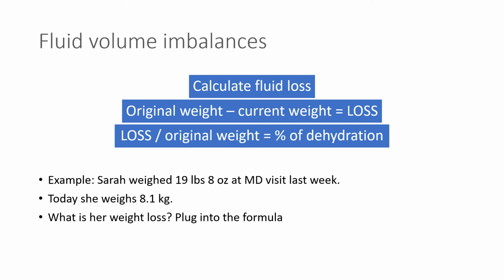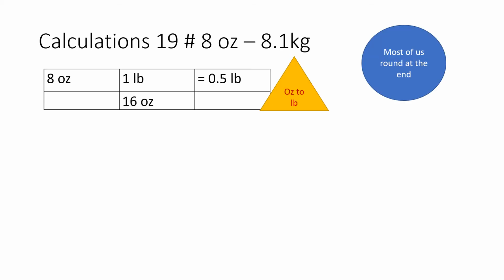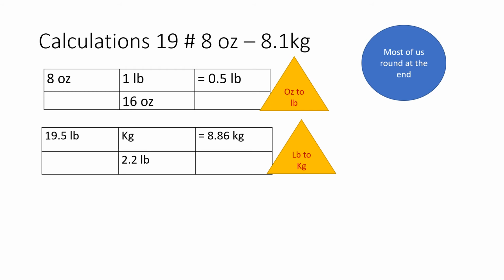Sarah weighed 19 pounds, 8 ounces at the MD visit last week. Today she weighs 8.1 kilos. What is her weight loss? First, we have to convert her to kilos, right? So we have 8 ounces for her. 1 pound over 12 ounces, divided by 12 ounces is 0.5 pounds. So we're going to add it to her pounds. She's 19.5 pounds. Then we're going to convert it into kilos. 1 kilo is 2.2 pounds. So we divide that out and we get 8.86.